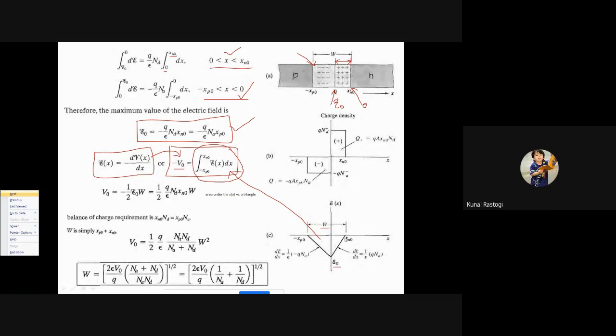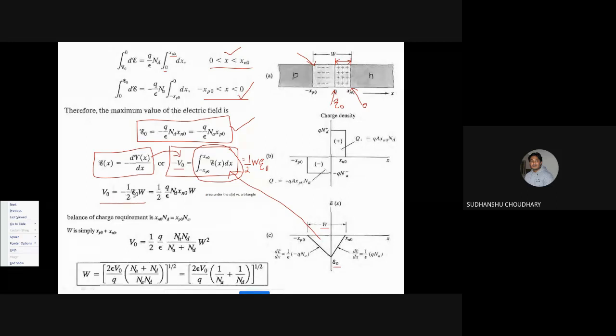Half W into maximum electric field E naught. Correct, great. So this is half W into E naught. And since we have a minus over here, we bring this minus over here. So V naught, that is the electrostatic potential at the junction, is equal to minus half E naught times W.